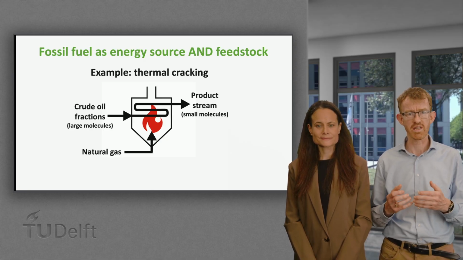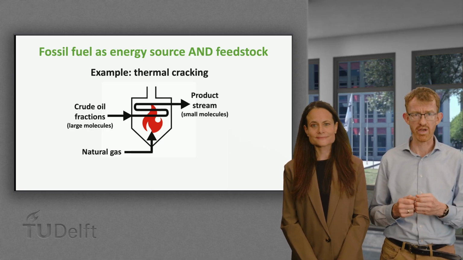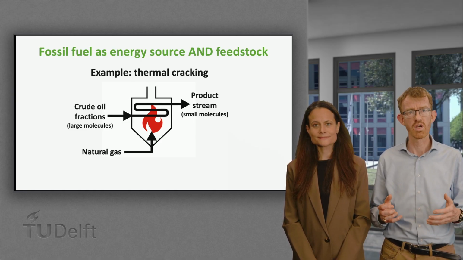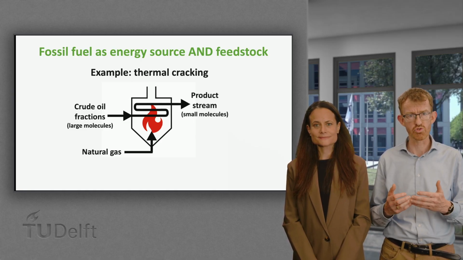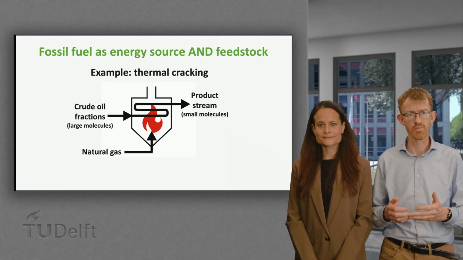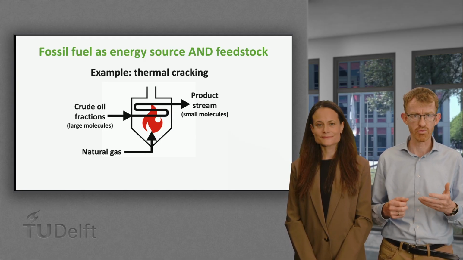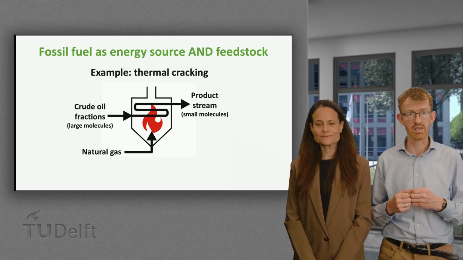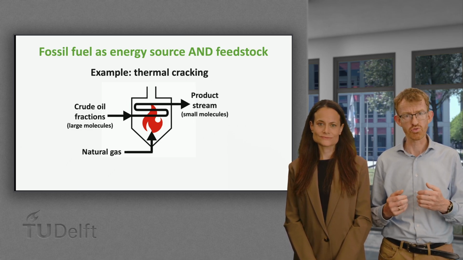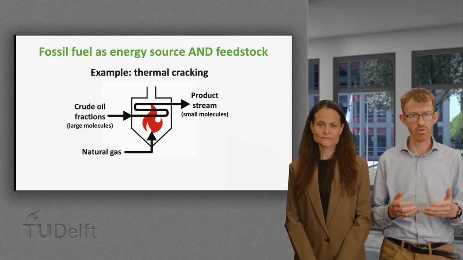This is illustrated by the example that you see here, thermal cracking. Crude oil fractions consisting of large molecules are heated and broken down into small molecules that serve as building blocks in subsequent processes to make, for example, plastics and pharmaceuticals. The heating is done using natural gas. You see here that fossil fuels are used both as feedstock and as fuel.